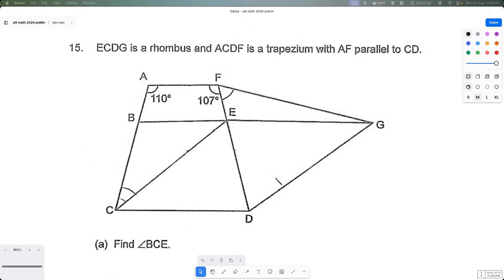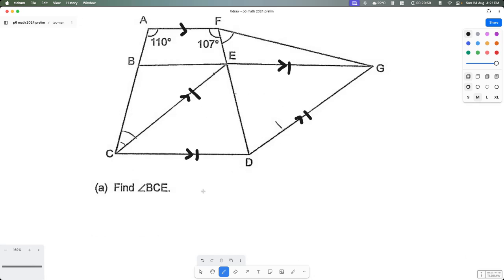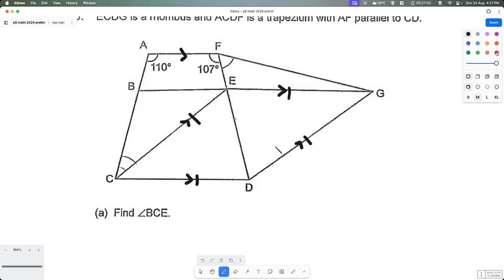Question 15. It says here ECDG is a rhombus, and AC. So rhombus ECDG, all sides are the same and parallel as well. So same, same, same, and same. And ACDF is a trapezium, while AF is parallel to ACDF. That's what I see over here. Okay, so find BCE. So BCE is this one over here.